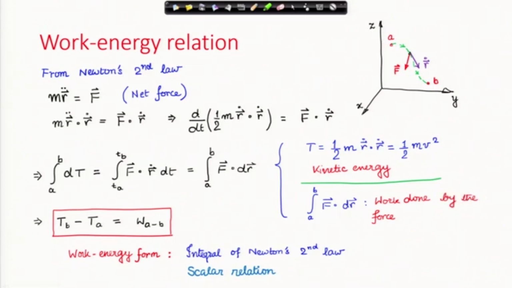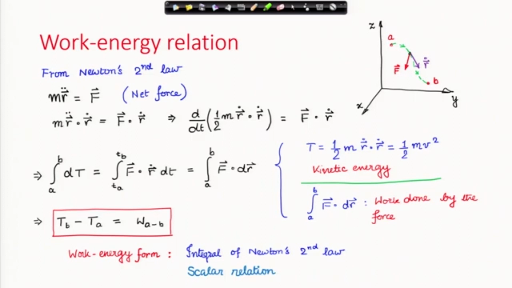This is known as the work energy form of Newton's second law. This is an integral of Newton's second law. Why do we call it an integral of Newton's second law? Because it involves one derivative less than Newton's second law. Newton's second law involves acceleration, which is the double derivative of the position vector, whereas here, because it is kinetic energy, it involves only velocities.